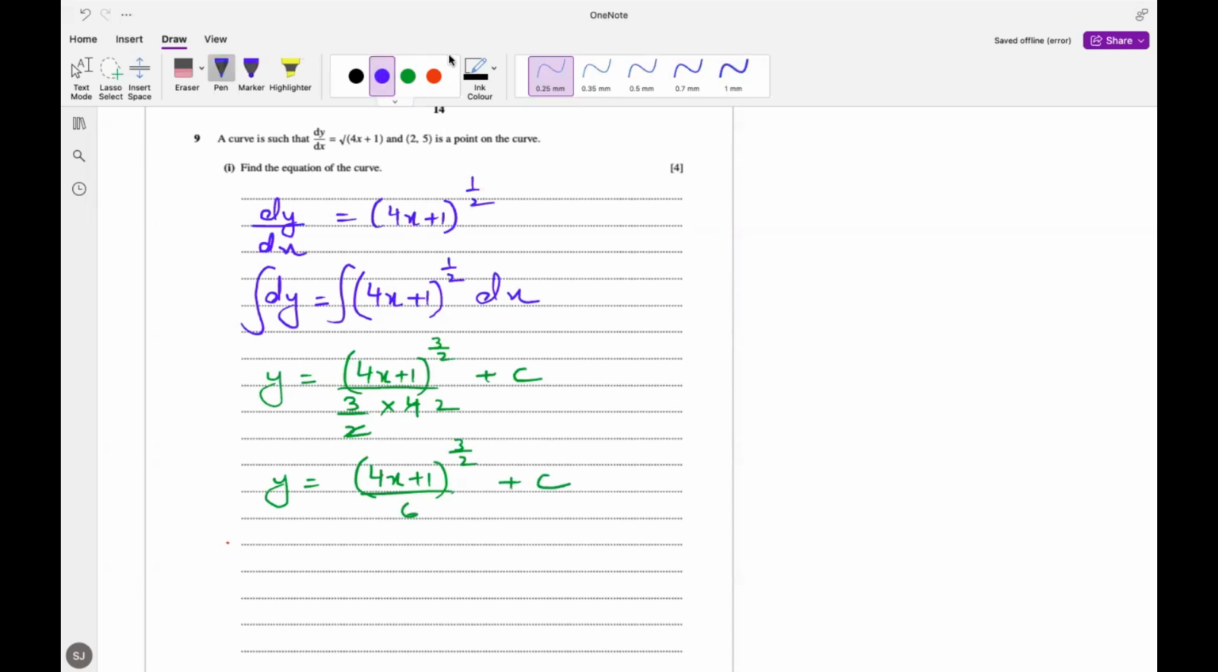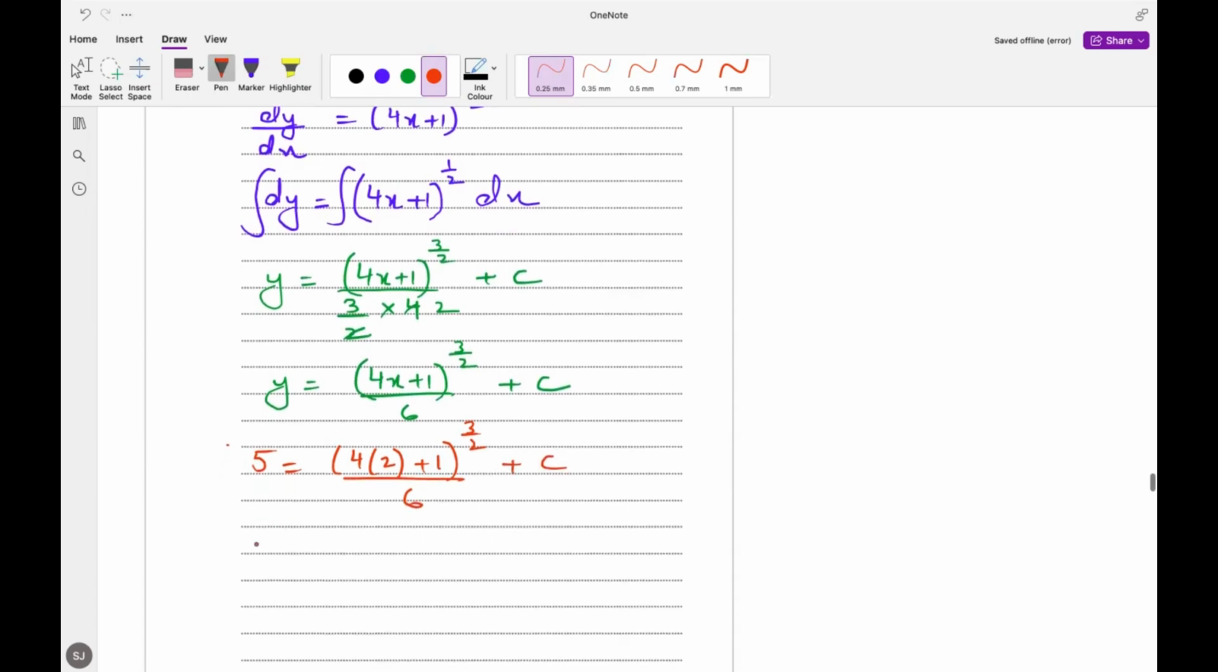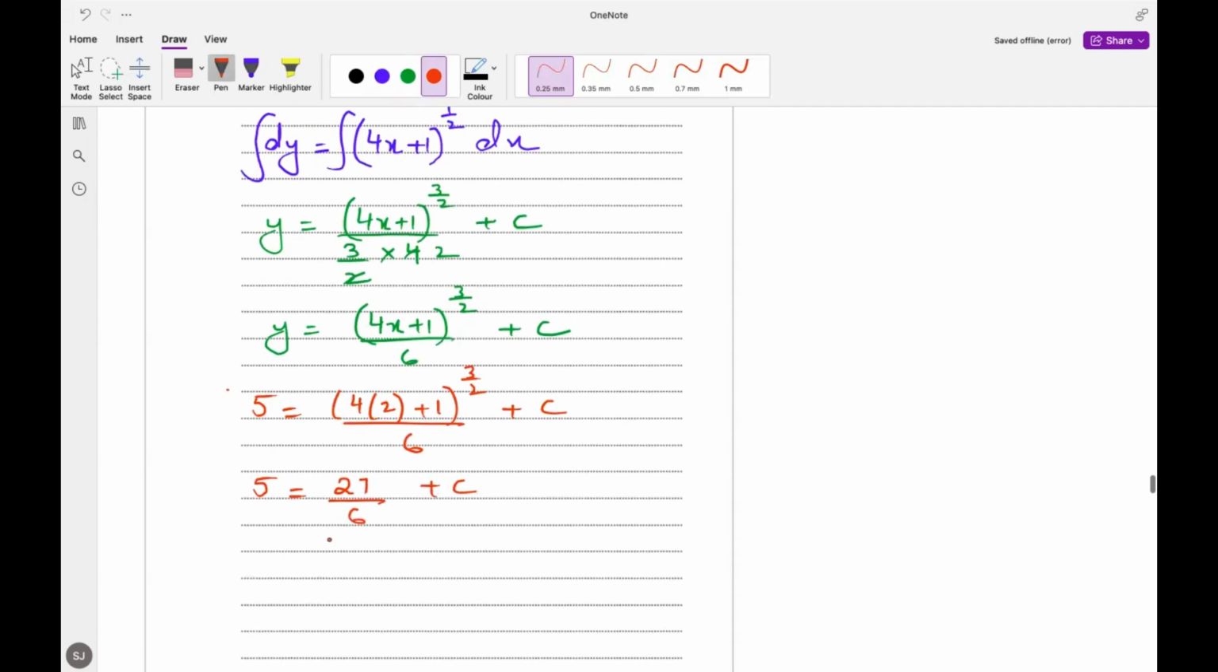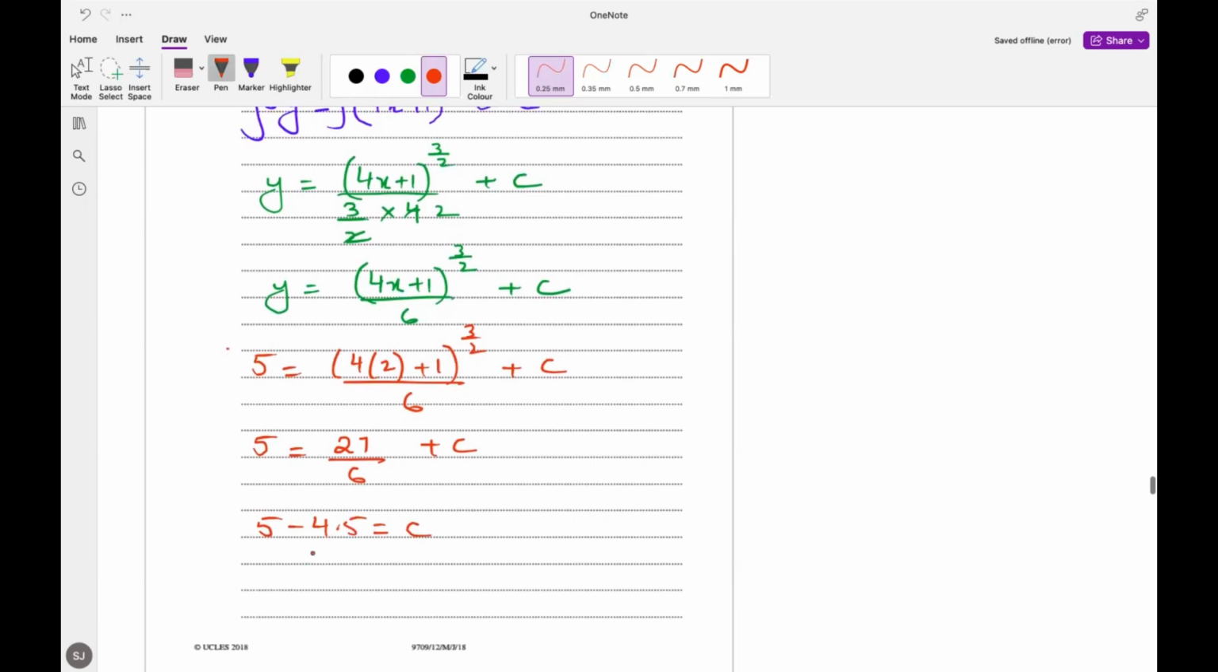To find the value of c, we'll substitute the given point, which is (2, 5). So in place of y, we'll have 5. In place of x, we'll put 2, so 4 times 2 plus 1 will be 9, to the power 3 upon 2, divided by 6, plus c. If we evaluate 9 to the power 3 upon 2 on a calculator, we'll get 27 upon 6 plus c. 27 upon 6 is 4.5, so 5 minus 4.5 is equal to c. So the value of c is 0.5 or half. So we write the final equation as y is equal to (4x plus 1) to the power 3 upon 2 divided by 6, plus half.